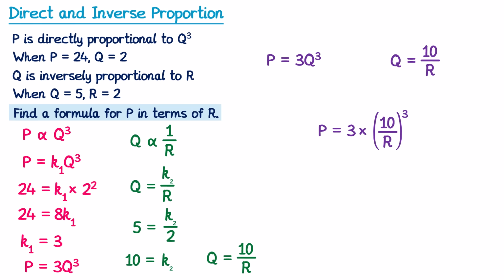Now all we need to do is simplify this, so we've got p is equal to 3 times. If you cube the fraction, we're going to do 10 cubed, which is 1000, and r cubed, which is r cubed. Then we can multiply these together. The 3 is just 3 over 1, so if you multiply numerators, 3 times 1000 is 3000, and 1 times r cubed is r cubed. So the answer is p equals 3000 over r to the power 3.